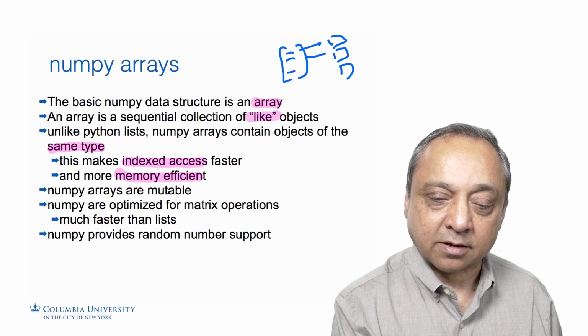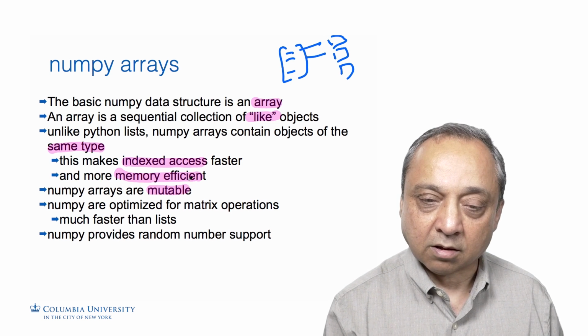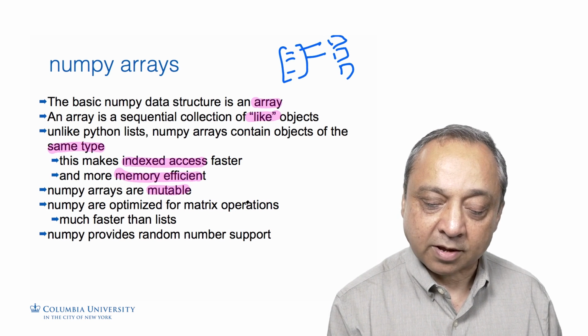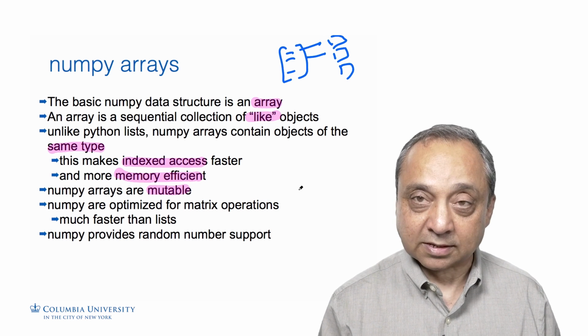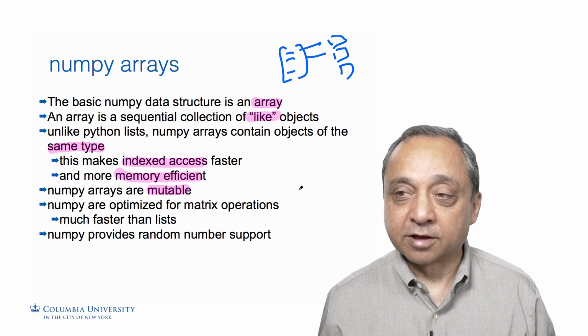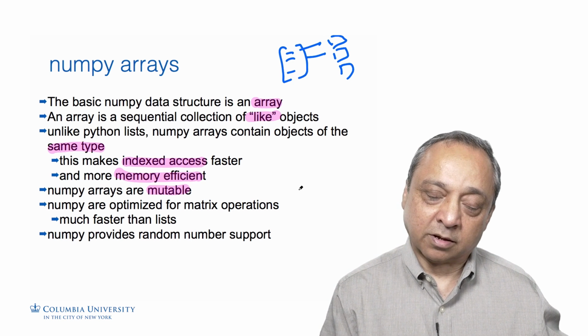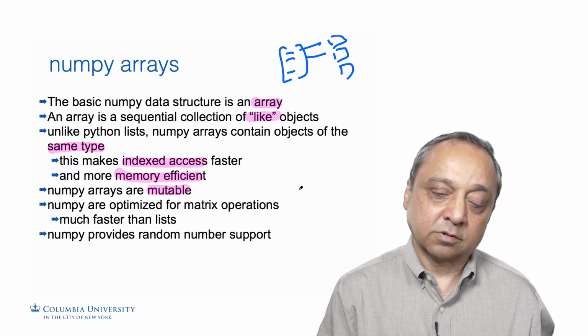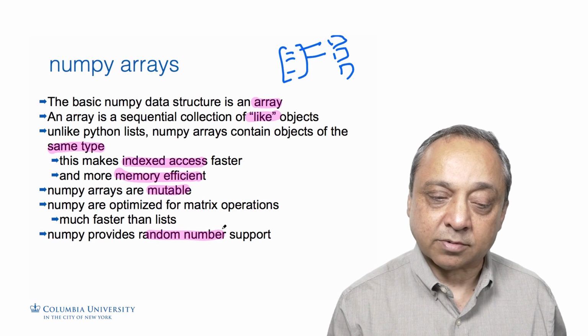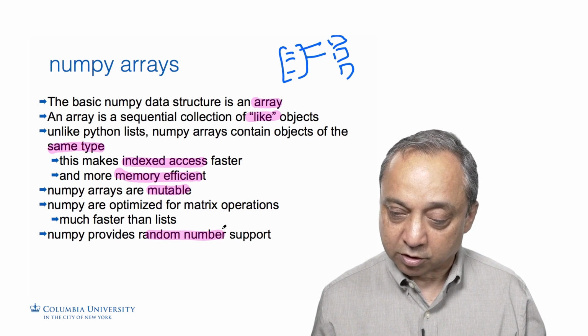They're mutable, just like in the case of lists. You can change an array. They are optimized for matrix operations, because all the functions are written with this idea that you have a matrix or list or array or whatever, and it is optimized for that. And it provides random number support. So that's the reason you really want to use NumPy.